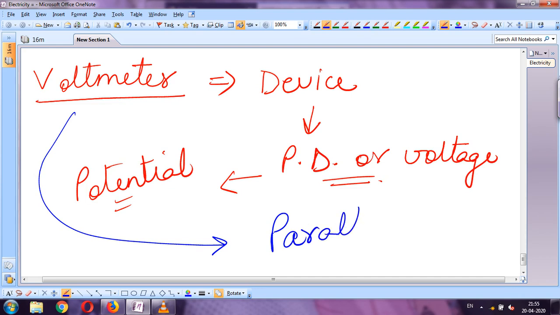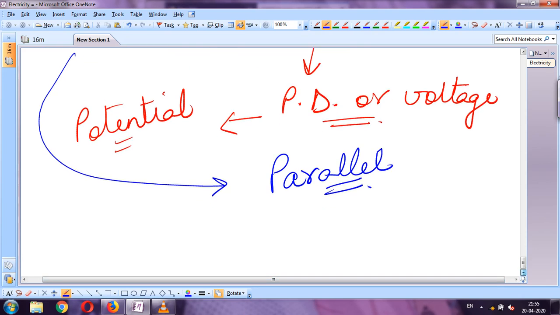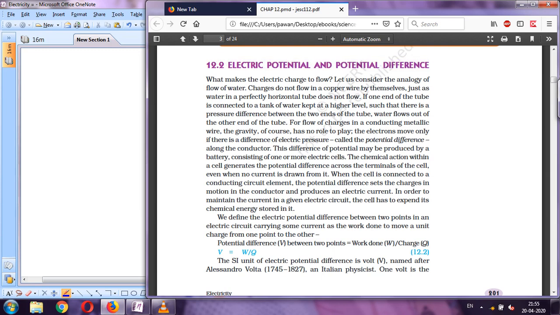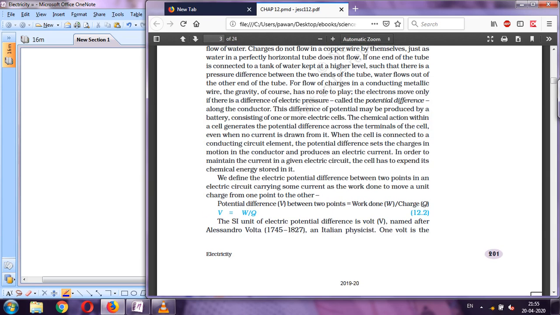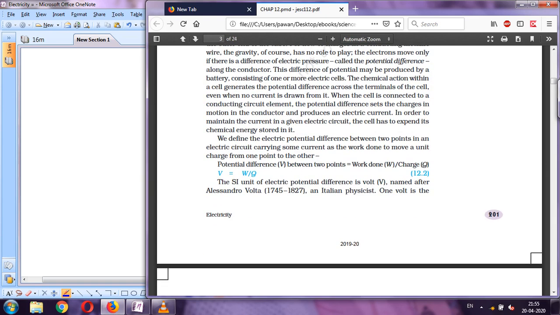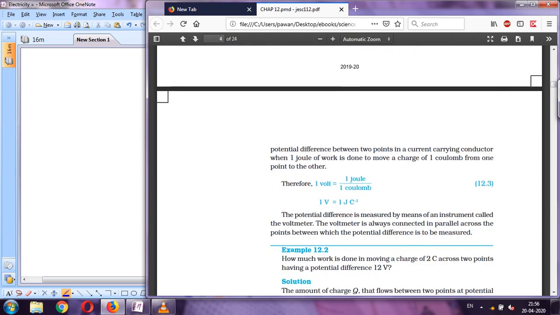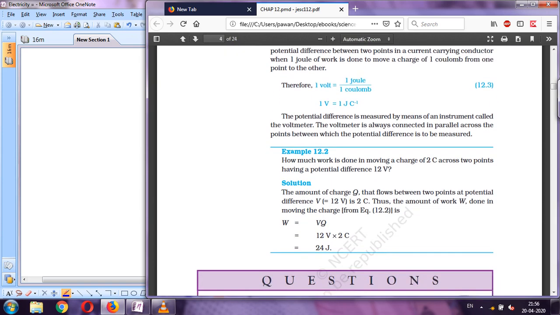We studied that the ammeter was connected in series. Remember children, the voltmeter will be connected in parallel. Right? Now after this we will move to our book and we will see if there is any topic we left. If we left, we will cover that topic also.